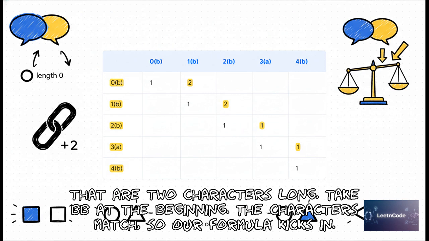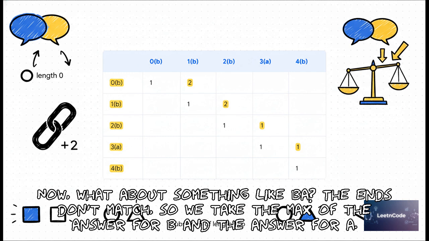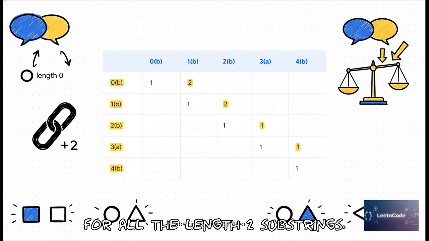Next up, let's look at all the substrings that are 2 characters long. Take BB at the beginning. The characters match, so our formula kicks in. It's 2 plus the answer for the bit in the middle. But there's nothing in the middle, so the answer is just 2. Now, what about something like BA? The ends don't match, so we take the max of the answer for B and the answer for A. We already know from our diagonal that both are 1, so the max is 1. And we just repeat this logic all the way down for all the length 2 substrings.